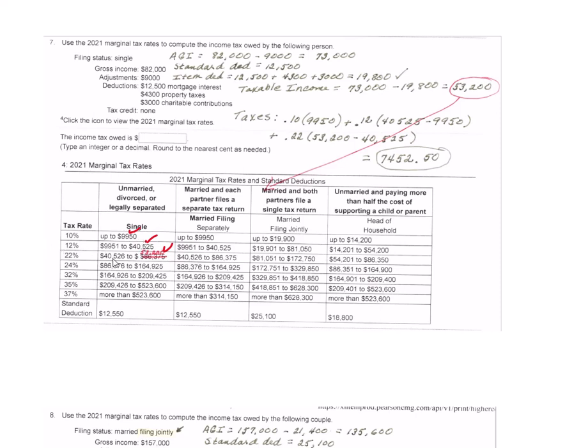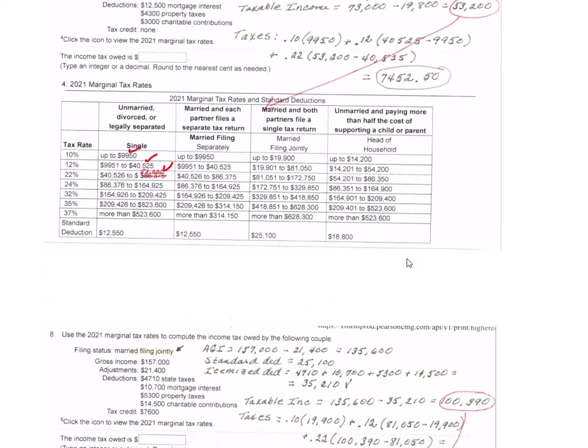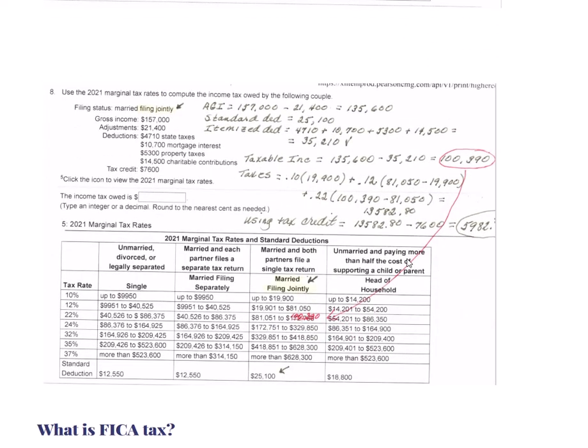Everything from the $40,525 up to this. So you're looking at different pieces of your money. Add them all together, the 10% of this, the 12% of this, the 22% of this, to get $7,452.50. Okay. The last question, this one, the person is married, filing jointly.